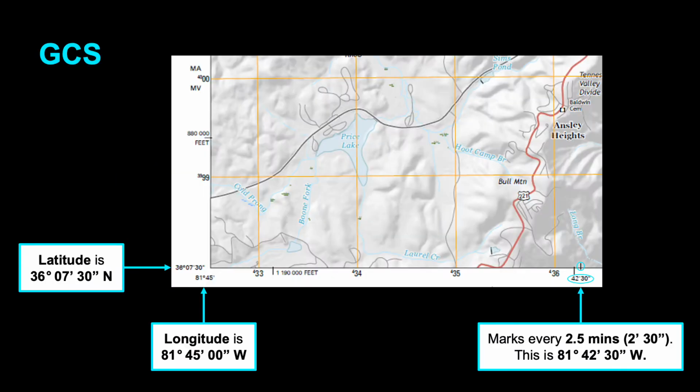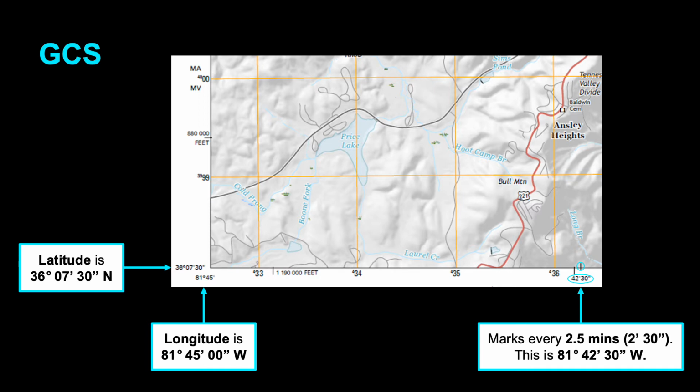Let's begin by identifying the geographic coordinate system on our map. First, recall that latitude runs horizontally and longitude runs vertically. In the corners of the map, you will see the full latitude and longitude values. The bottom left corner of the map has the following coordinates: 36 degrees, 7 minutes, and 30 seconds north, and 81 degrees, 45 minutes, and 0 seconds west.